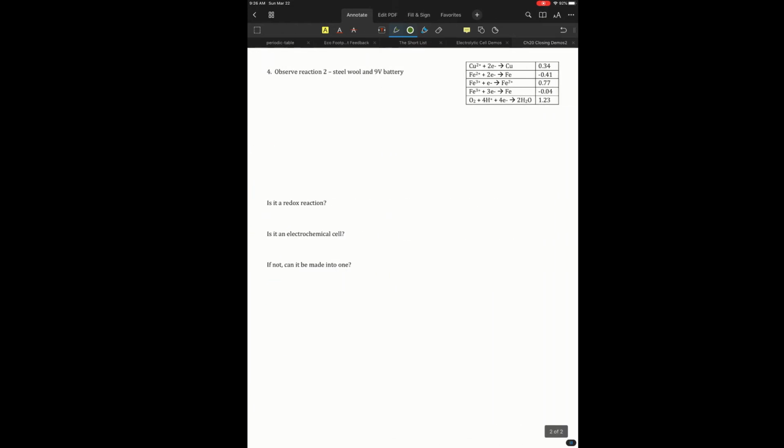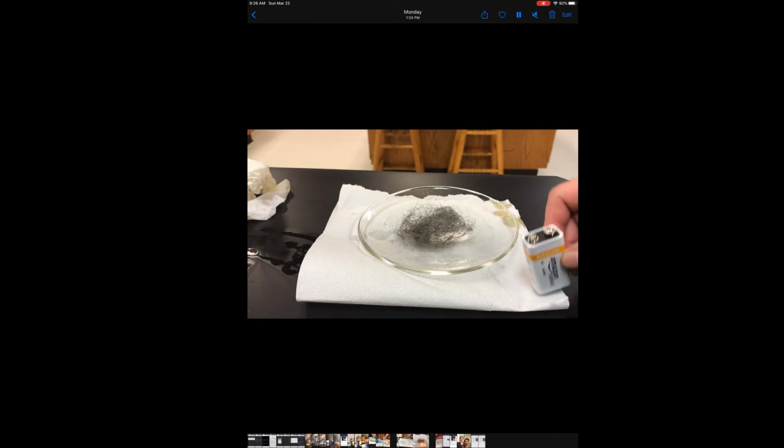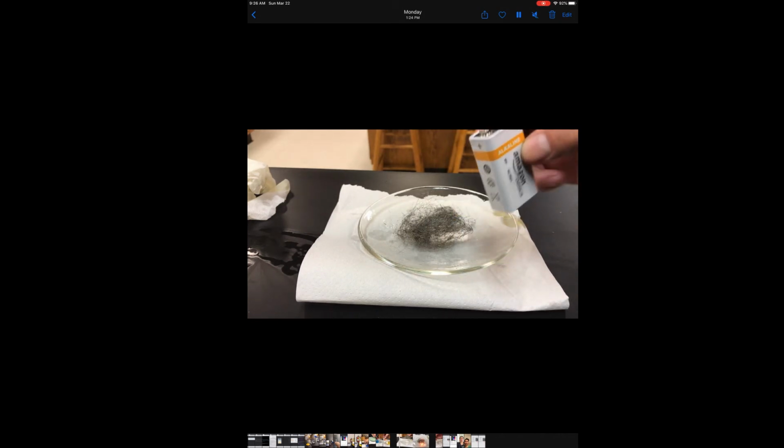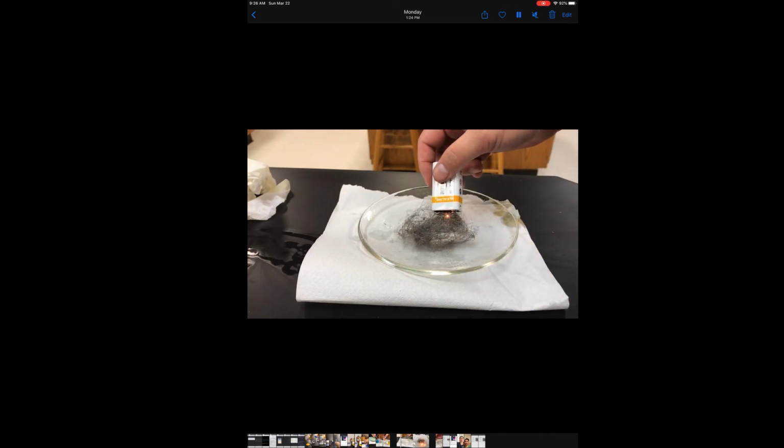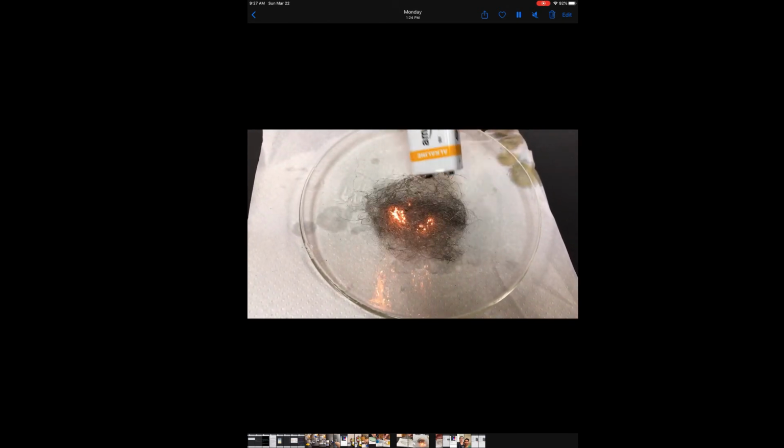All right, next up, observe reaction 2, steel wool and a 9-volt battery. There we have some steel wool. What is steel wool? Steel wool is just thin threads of iron, and we've got a 9-volt battery that we are touching to that steel wool, and we are seeing, oh, look at that, it's turning red, which is an indicator of, you should be able to tell me.